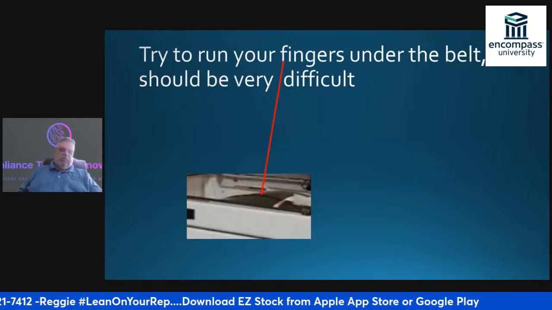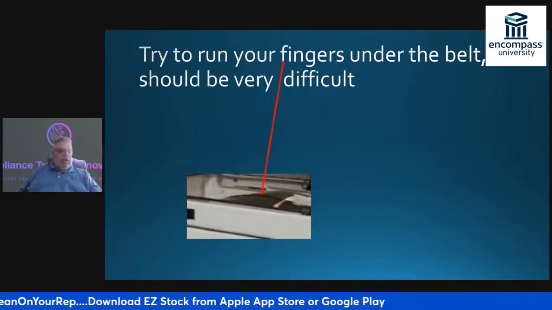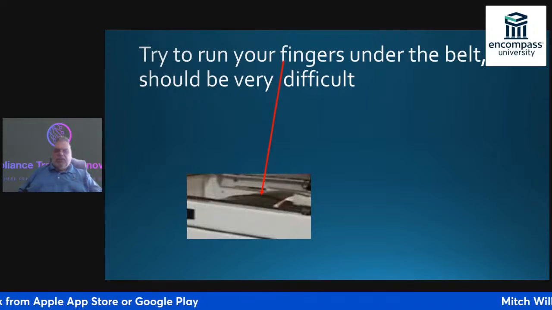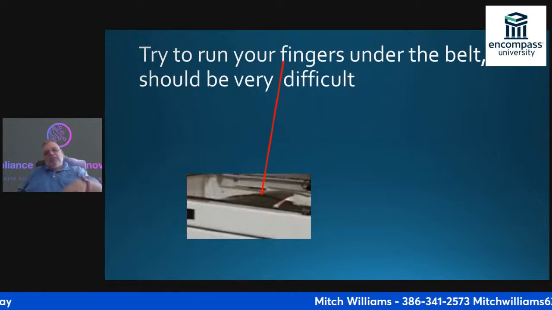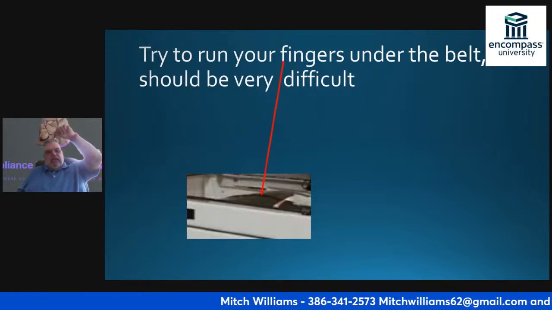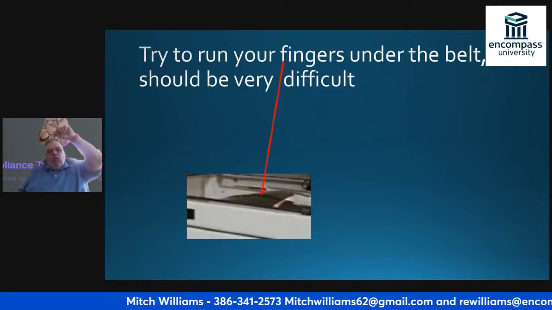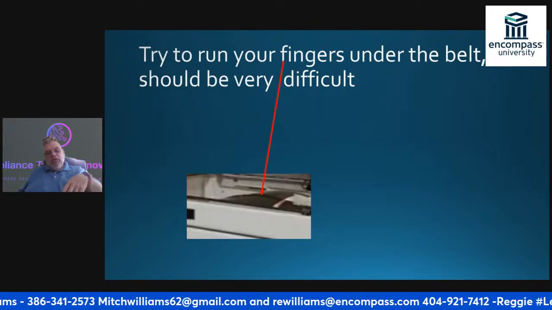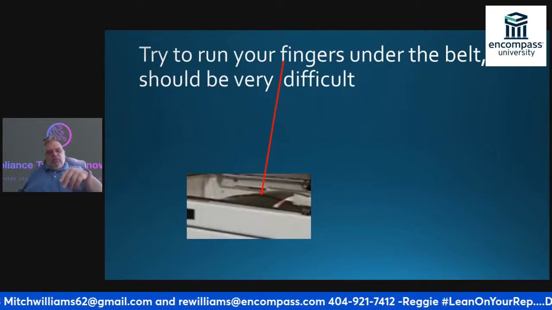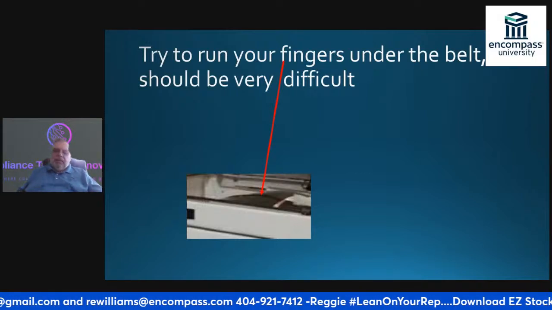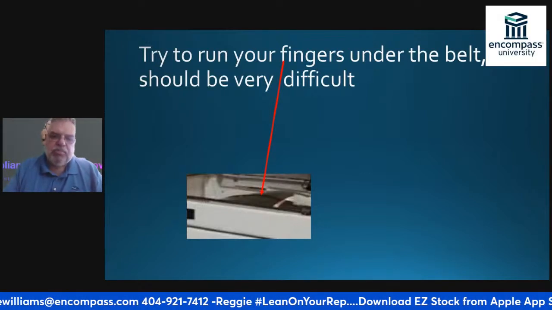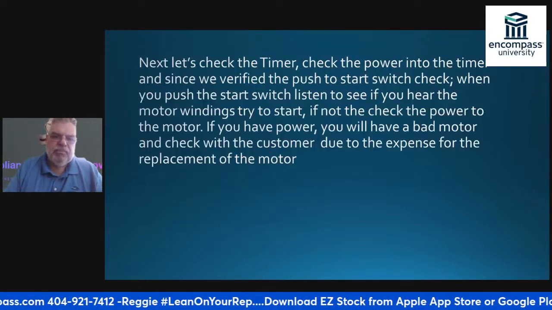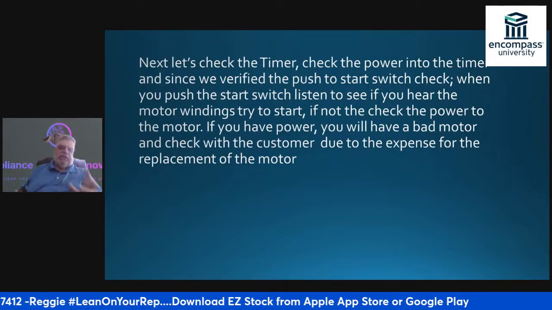If the belt is broken or off, whenever you lift up, it'll be easy for you to lift up. Then I can either keep pulling up and it will tell me that it came off the track, or it will just come out in my hand, and I know that I've got to replace the belt. Okay. Next, let's check the timer.